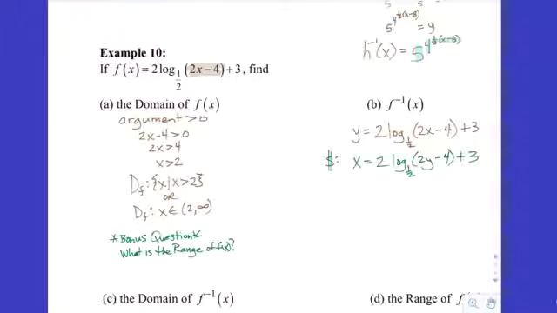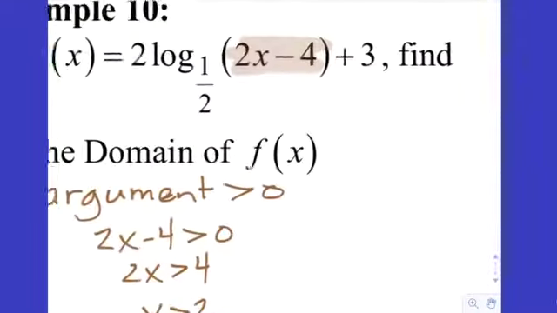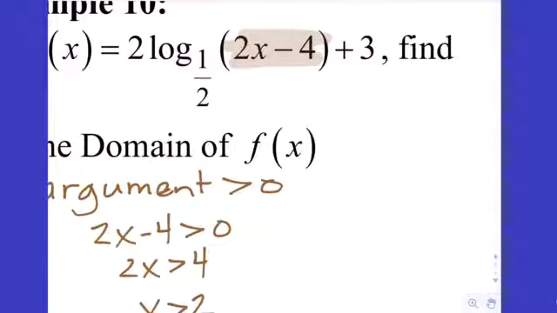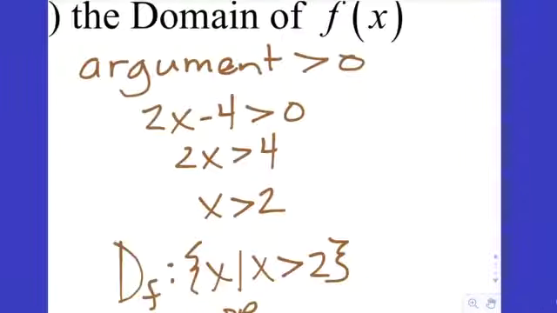That's 3 minutes. Let's see how far you got and how you did it. All right, so the first one, part A, find the domain of a log function. So reflexively now you should look for the argument. That's the thing you're taking the log of. In this case, 2x minus 4, and you say that it's strictly greater than 0. So that's what you do each and every time.